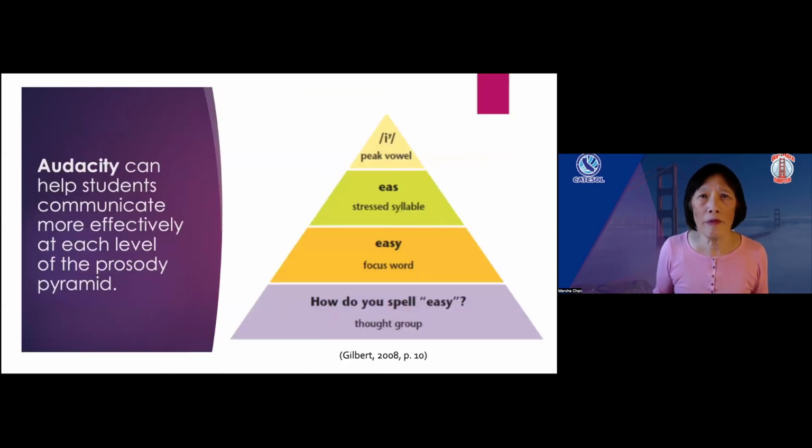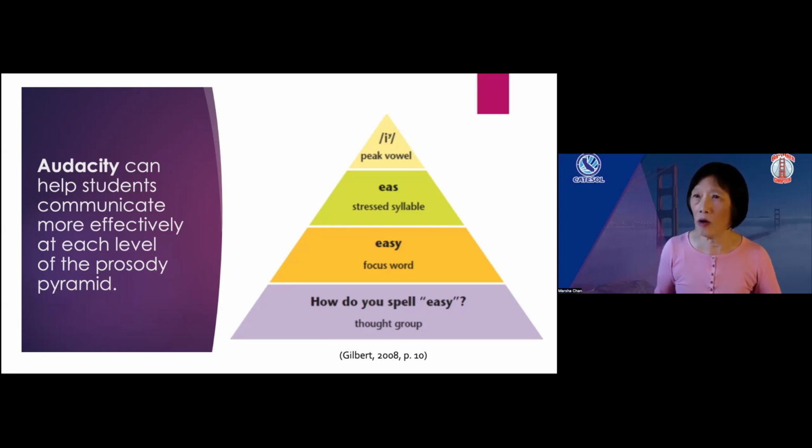Now, some of you may be familiar with Judy Gilbert's pyramid, where we show the basis is a thought group, and going up we see the focus word, and then we see the stress syllable, and then we see the peak vowel. Audacity can help students communicate more effectively at each level of the prosody pyramid.